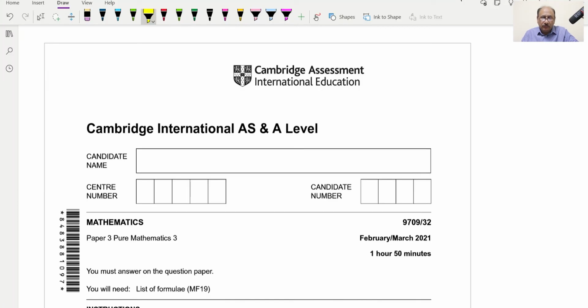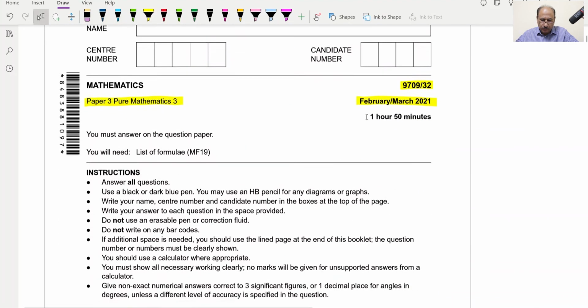Hello everyone, today we'll be going through Cambridge International AS A-Level Pure Mathematics 3 Paper 3, 970932, Feb March 2021. Let us move to the question.